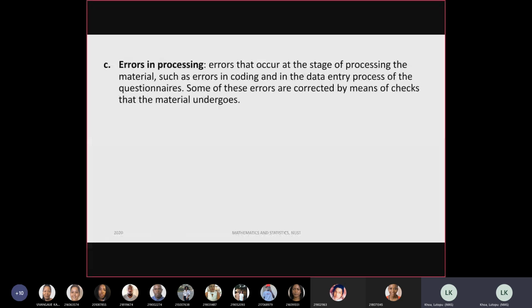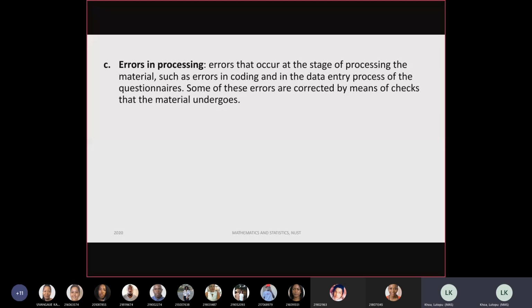Errors in processing. This is, for example, when you're entering the data, let's say you ask them, what is your gender, male or female? And then somebody wrote female, but you put male. Okay, so things like that. So when you have a large sample where you have to enter those into a computer, maybe such errors do occur, and then it can actually affect the kind of information that you get.